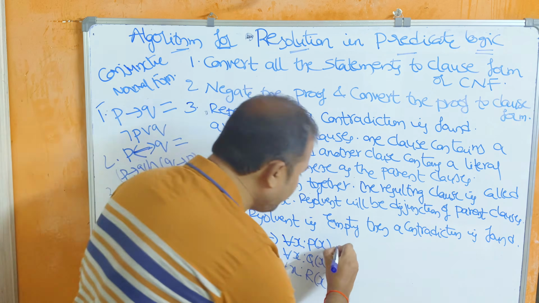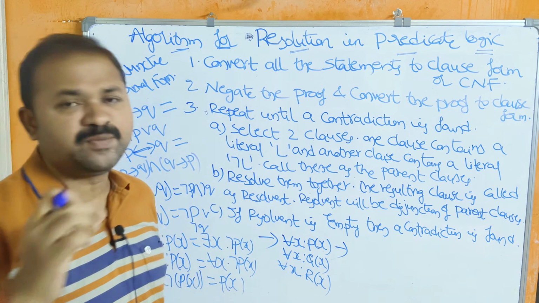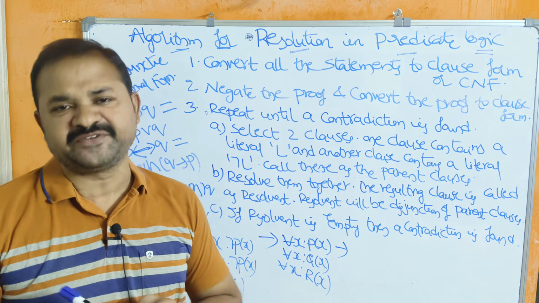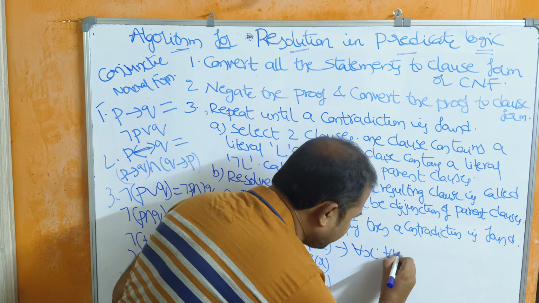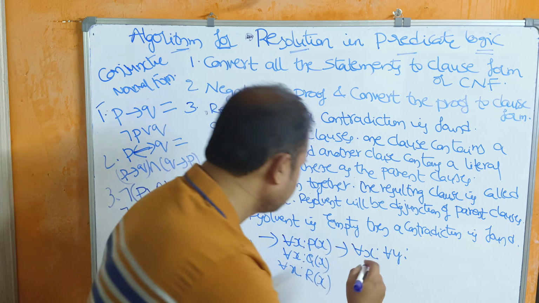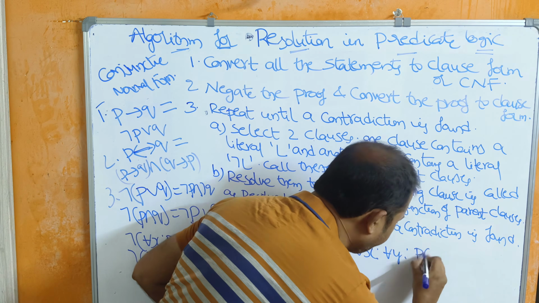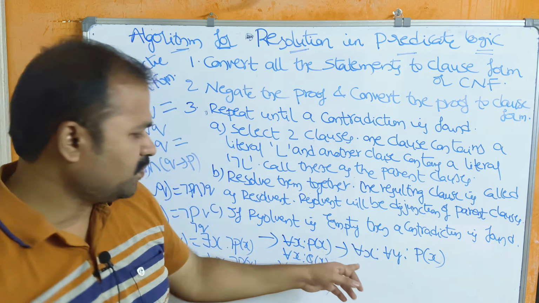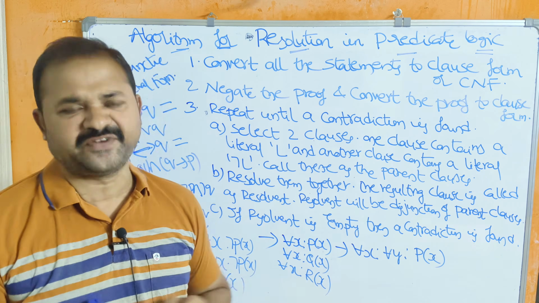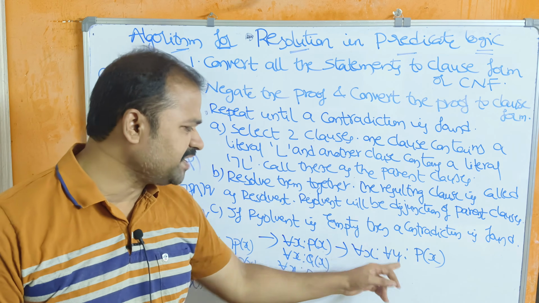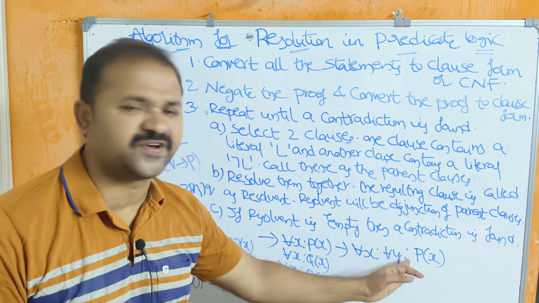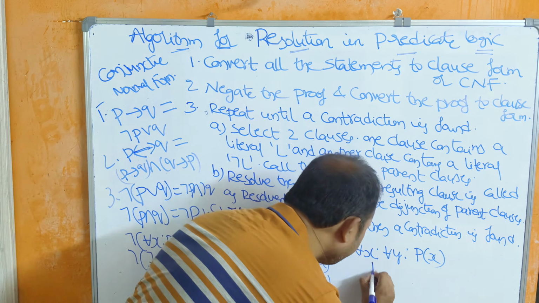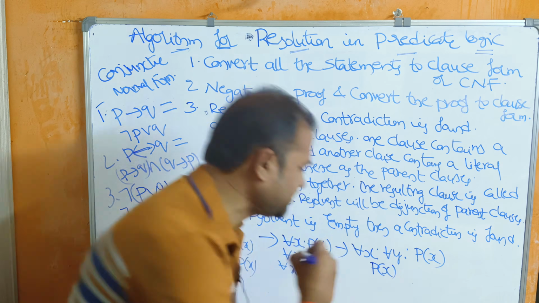And the next step is to remove the universal quantifier. So we have a statement like this. For all x, for all y, P of x. Now we can remove the universal quantifier. Here x is a universal quantifier, y is a universal quantifier. So remove for all x, for all y. So directly we can write the statement as P of x.